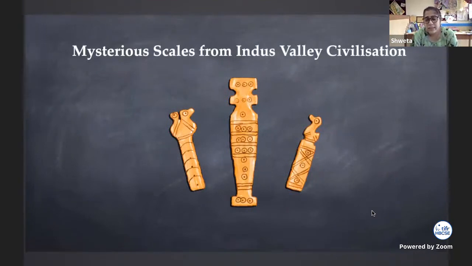There are also other scales or counters that they found, and I'm just showing one picture, but if you are interested, you should pursue this interest and find out what other counters or scales Indus Valley civilization had. So this is one of them, where there is no definite understanding of what it was used for: whether it was a counter, whether it was a measurement, whether it was used as a log representing some number. So there are several theories.